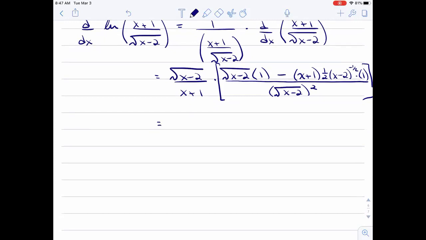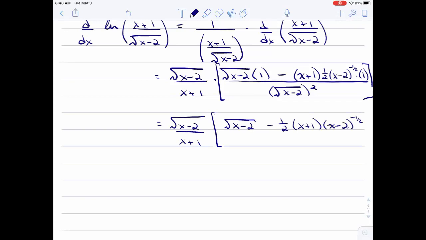So we can simplify this a little bit here. We get root x minus 2 over x plus 1 times root x minus 2, minus, and I think we can just leave it as it is, one half x plus 1 times x minus 2 to the negative 1/2, over x minus 2. The root of x minus 2 squared is just x minus 2.